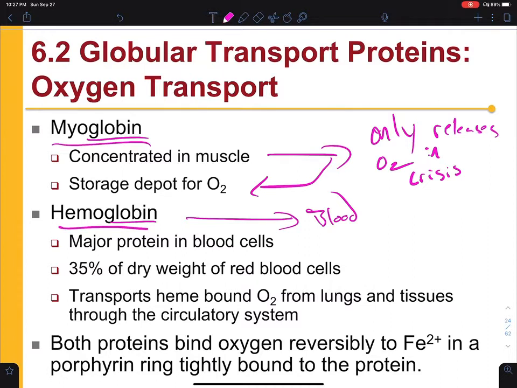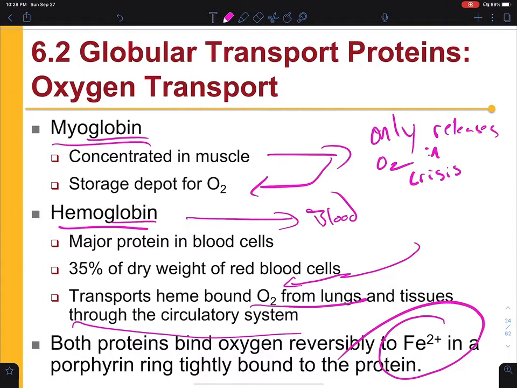So hemoglobin actually transports oxygen from the lungs and brings it to your cells throughout the body. Right? Both of them work the same way. They bind the oxygens reversibly using an iron. And I'm not going to get too much into metal chemistry here, but it is an iron in this divalent state that is associated with the porphyrin ring that is bound to the protein of the heme group.